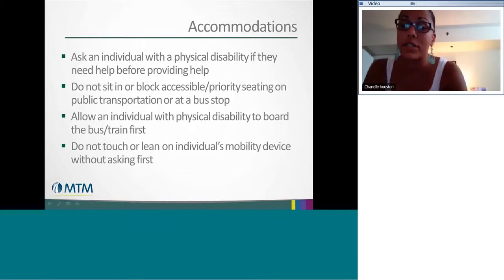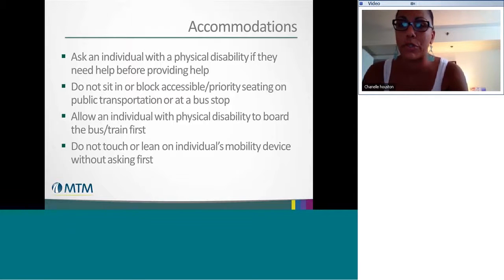Some accommodations to consider as it relates to persons with physical disabilities in public transportation are asking an individual with a physical disability if they need help before providing help, for example, pushing their wheelchair for them or reaching for their hand or arm to guide them. You want to ask before just helping there. And not sitting in or blocking accessible or priority seating on public transportation or at a bus stop. Allowing an individual with a disability to board the bus or train first.